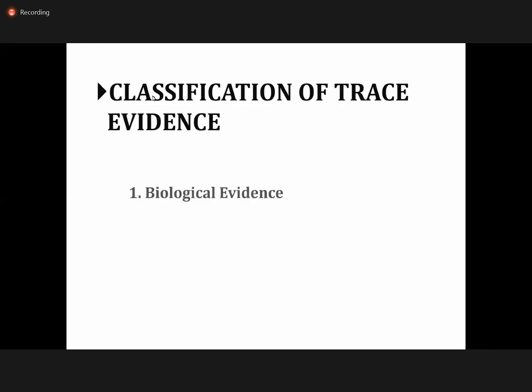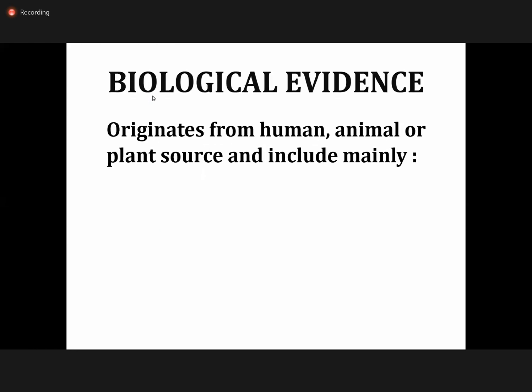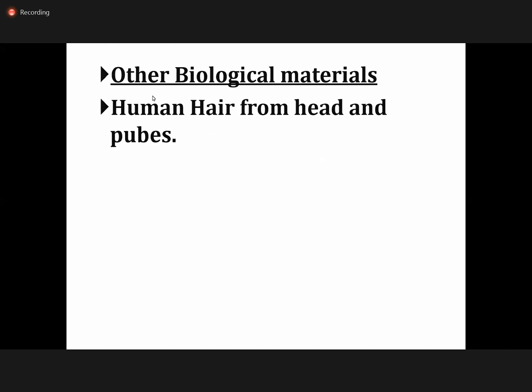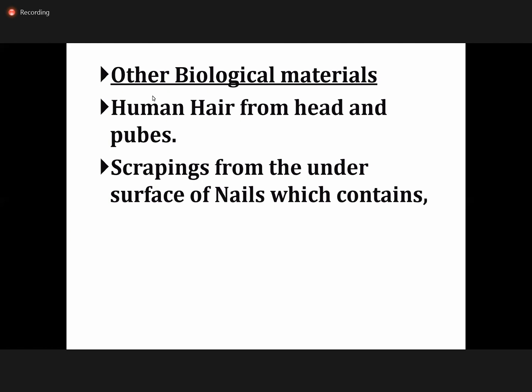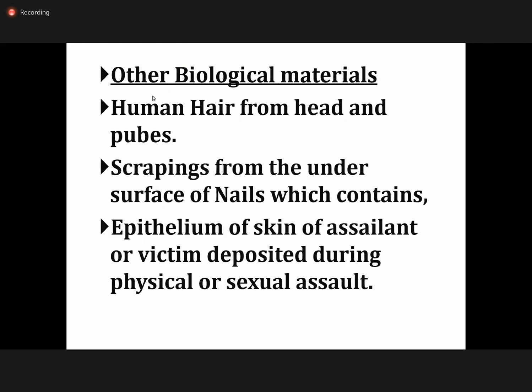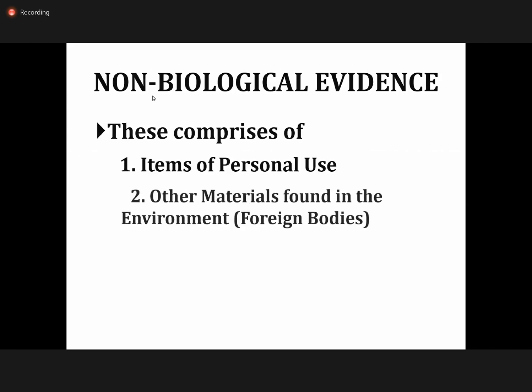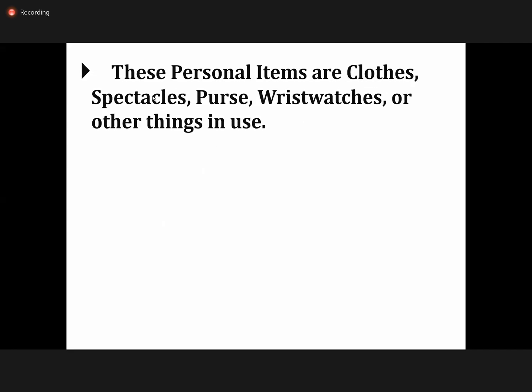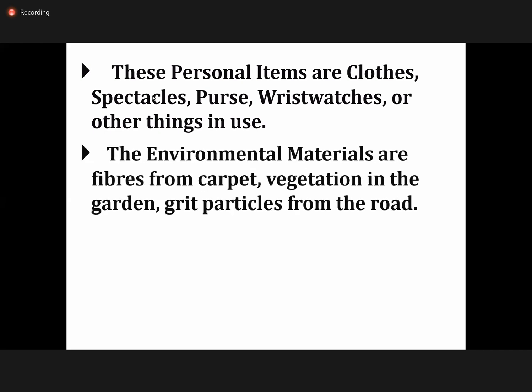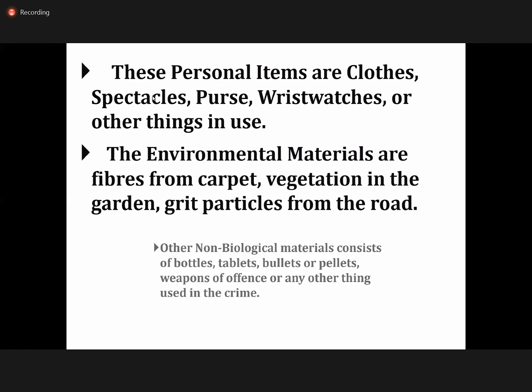Identification of evidence, again: biological evidence. Biological evidence is from animal source and mainly the body, and other biological materials, human hair from the head, and scrapings from under the nails, which contain epithelium of skin of the victim, in physical or sexual assault. Biological items from persons and from the environment and bodies, like clothes, purse, and other such things. Or environmental materials found, like carpet and particles from the road.